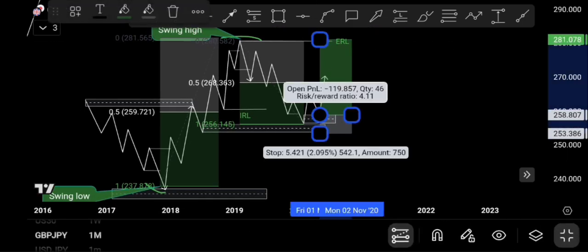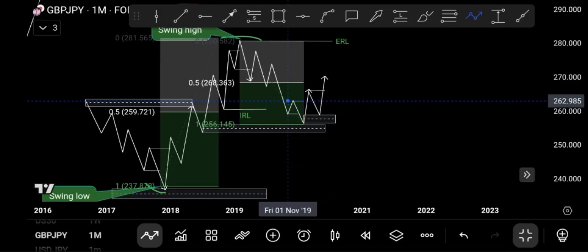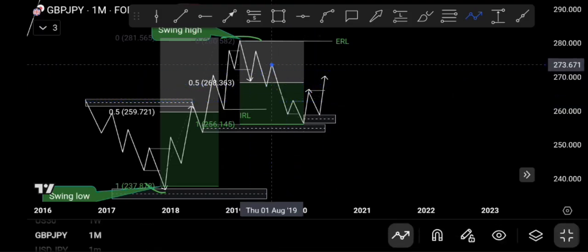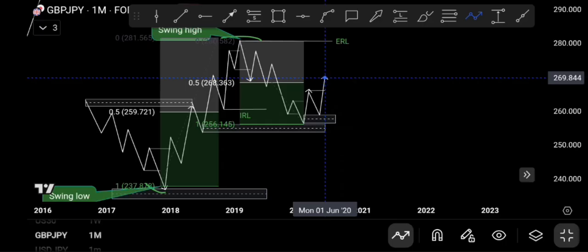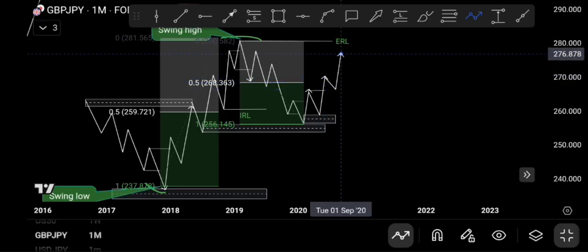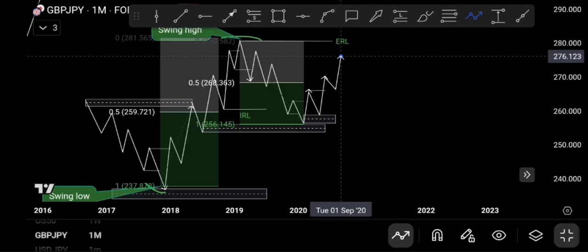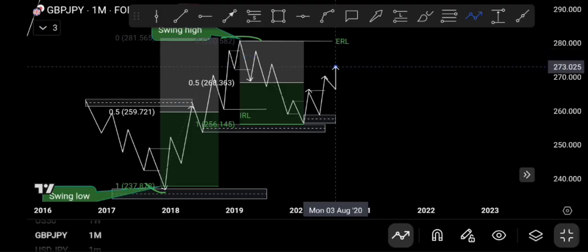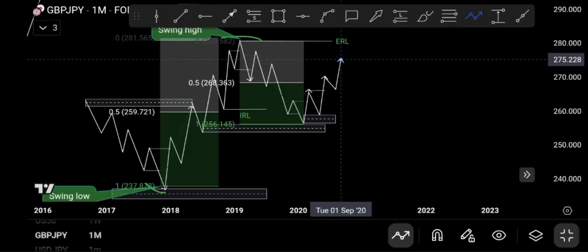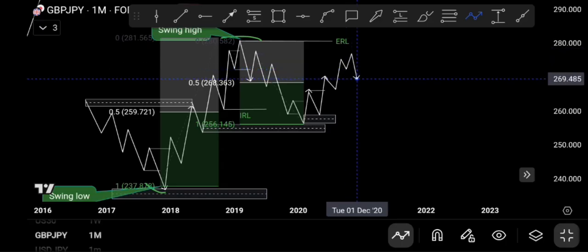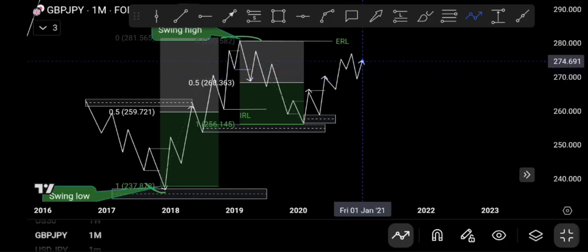But then let's say price does something like this. When price comes to this point, maybe price takes out this liquidity here, reacts from a higher time frame zone again, and gives us another sweep and break. Where will you now be targeting?